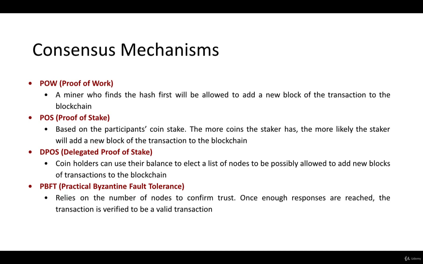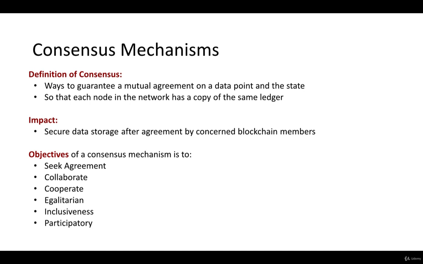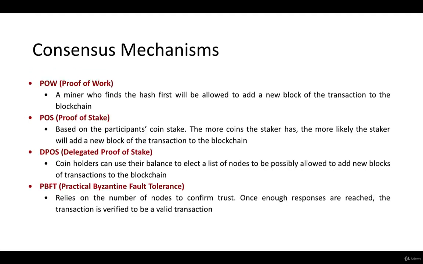In this section, we initially explained the definition of consensus, the objectives of consensus, and how consensus plays an important role in validating a transaction before the data can be added to the blockchain. Then we looked at the different consensus mechanisms. There are many more actually, but we have not covered them based on the scope.